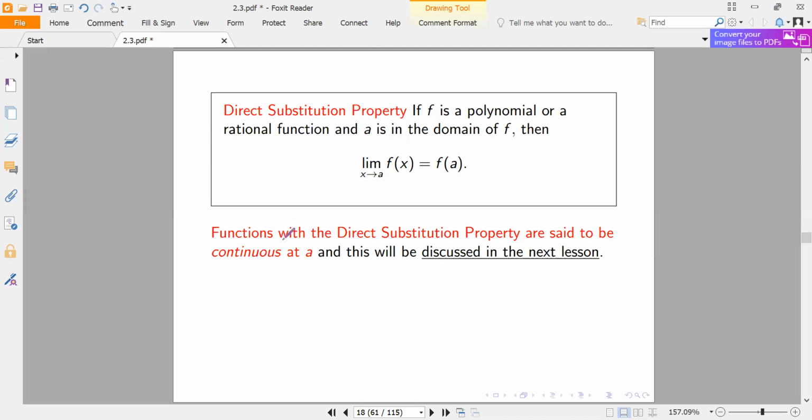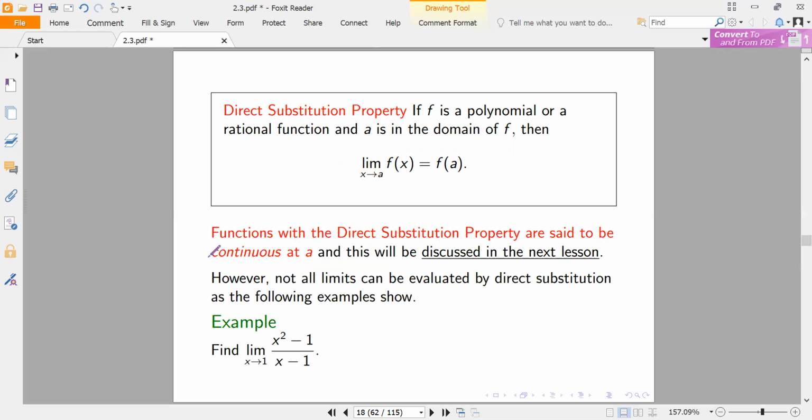These kinds of functions where we can use direct substitution, in other words the polynomials and the rational functions, we say they are continuous at a. That is a very big term in mathematics, to talk about continuity, or to say that a function is continuous at a point. We'll talk about that on Monday in detail and explain what we mean when a function is continuous, and which function is not continuous.